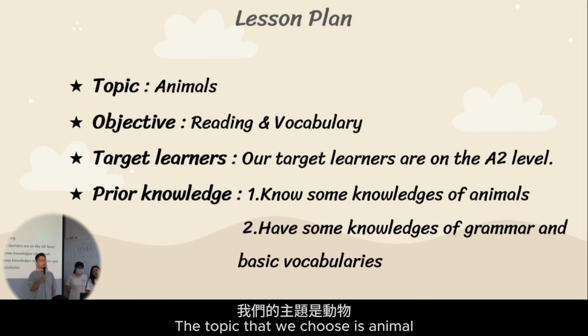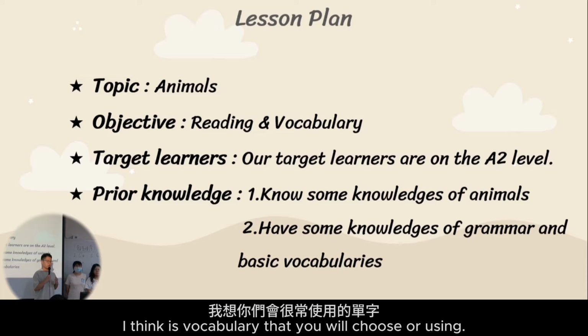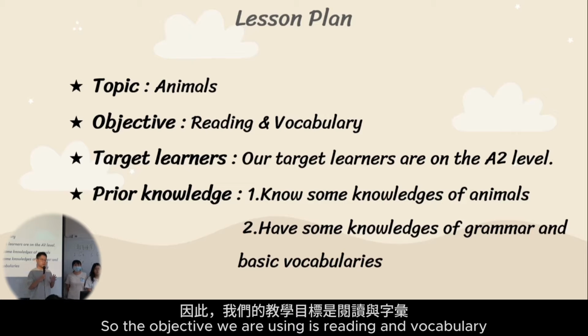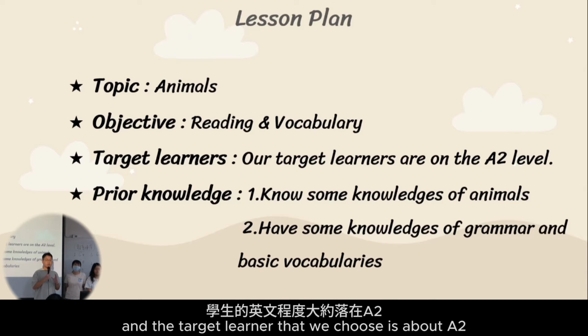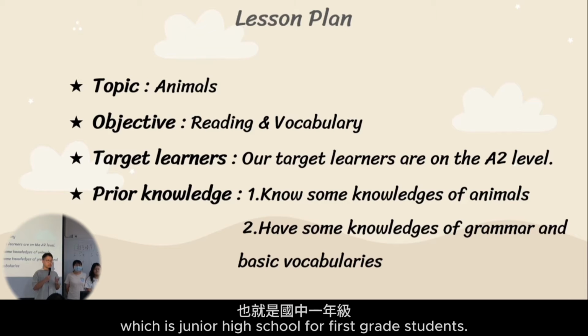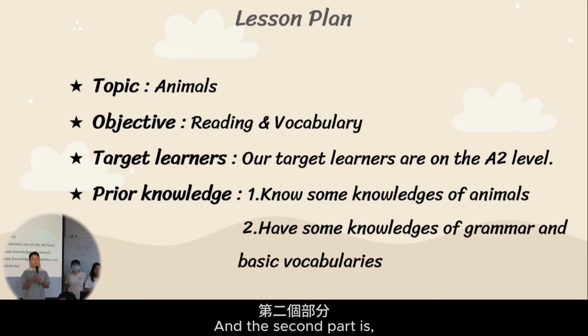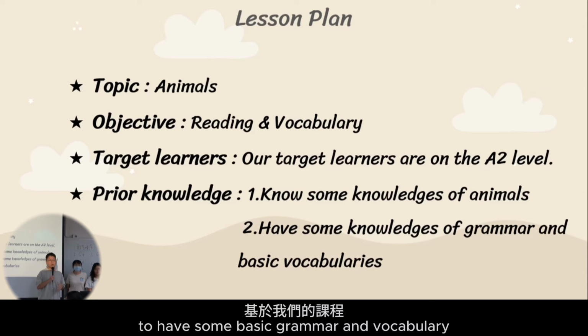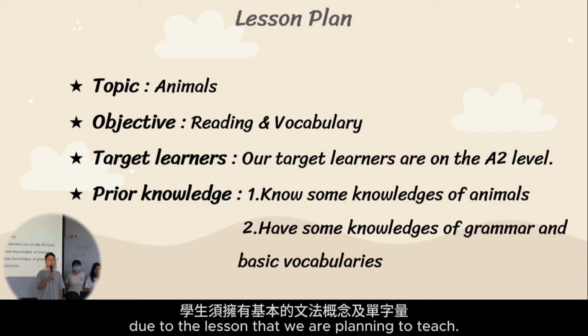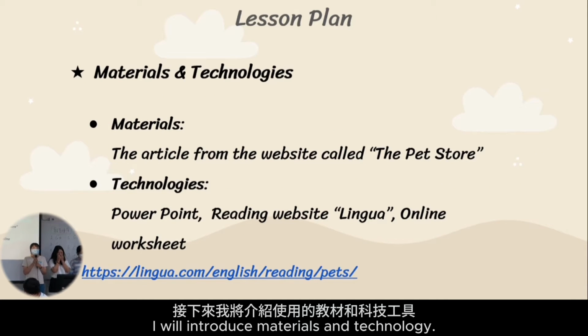The topic that we choose is animals because it is one of the most common vocabulary topics that you will choose or use. So the objective we are using is reading and vocabulary. And the target learner that we choose is about A2, which is junior high school first grade students. And the prior knowledge is to let the learners know some knowledge or background knowledge about animals. And the second part is to have some basic grammar and vocabulary due to the lesson that we are planning to teach.